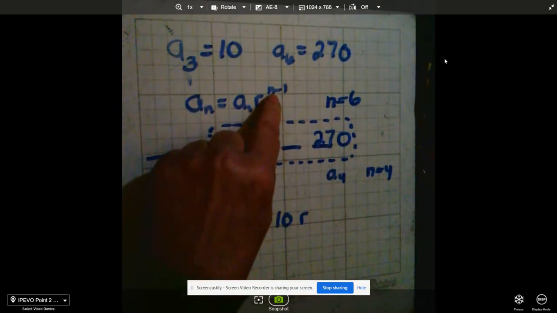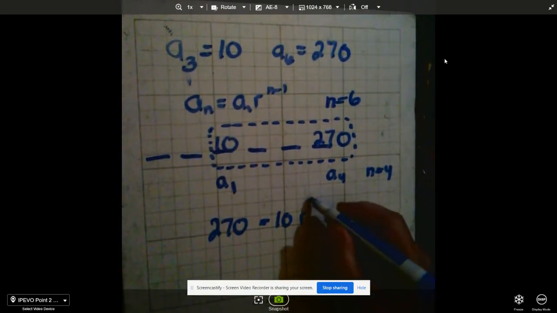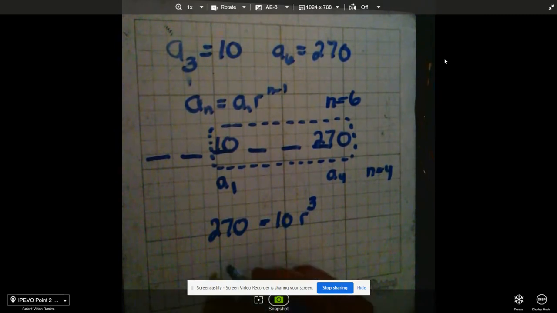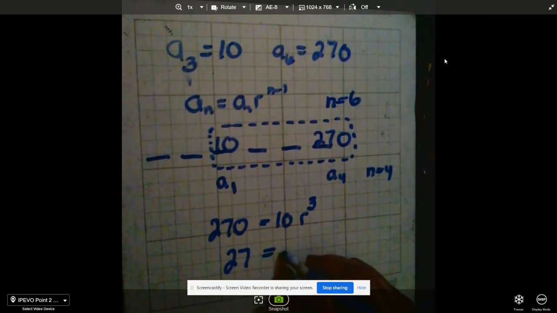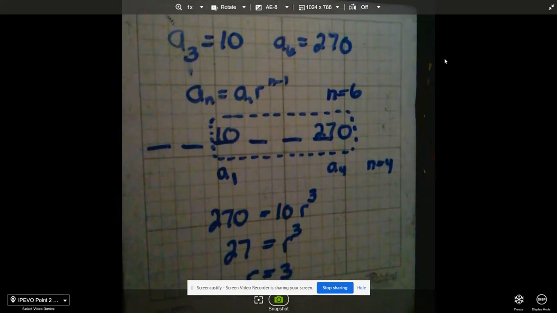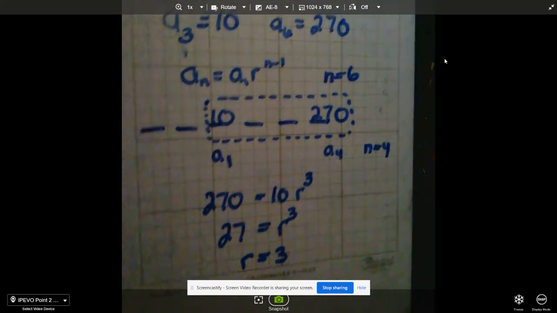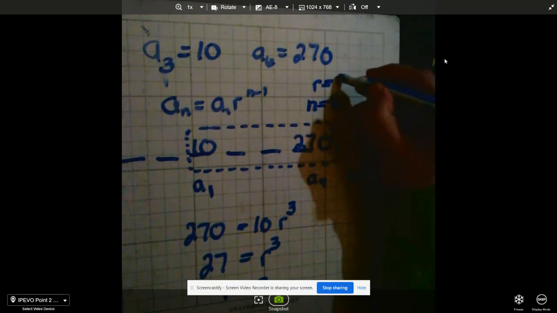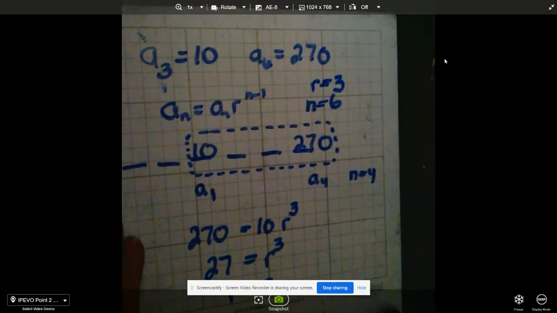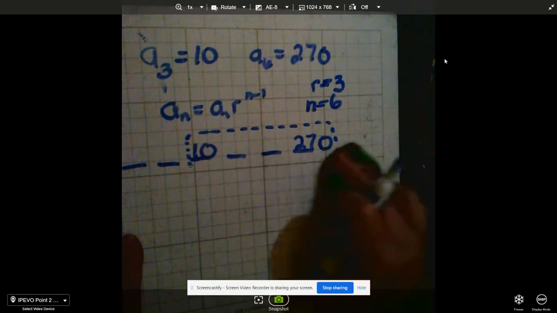And N would be 4, so N minus 1 would be 3. I'm going to divide by 10. So I get 27 is R to the third. So I know R has to be 3 because remember I have to take the cube root of both sides. So now up here I know R equals 3. All right, that's great. Let's get rid of this.